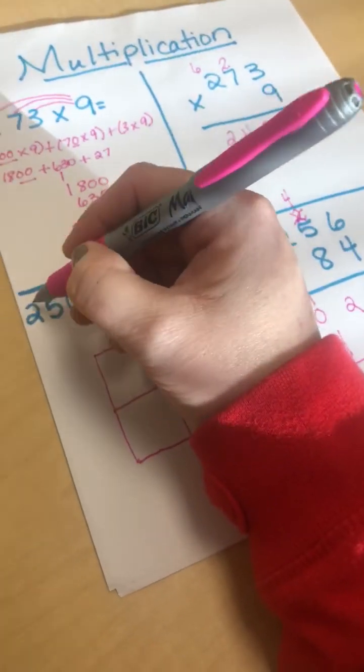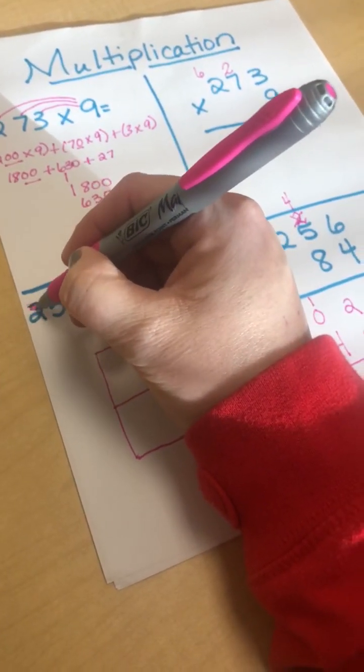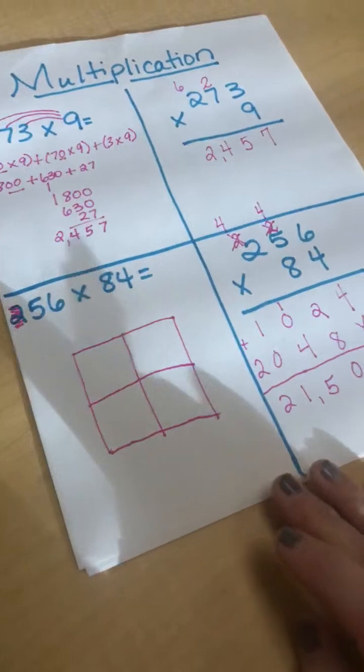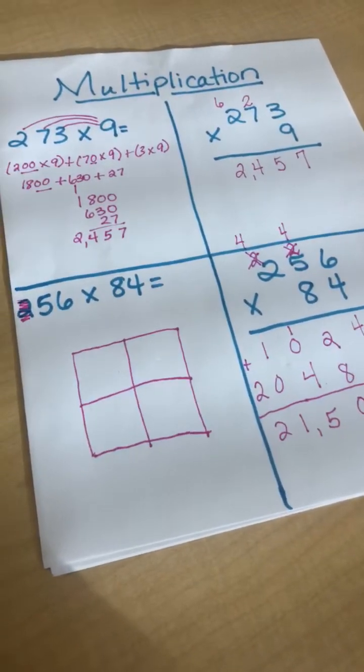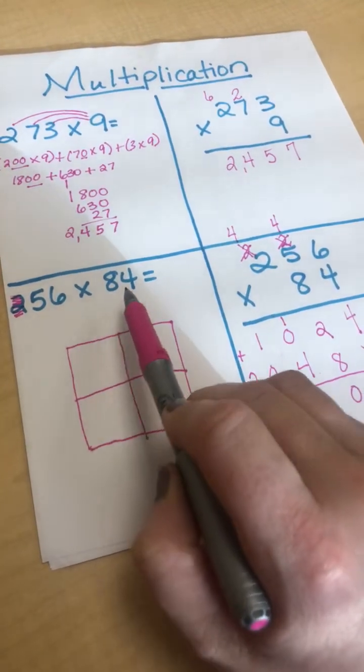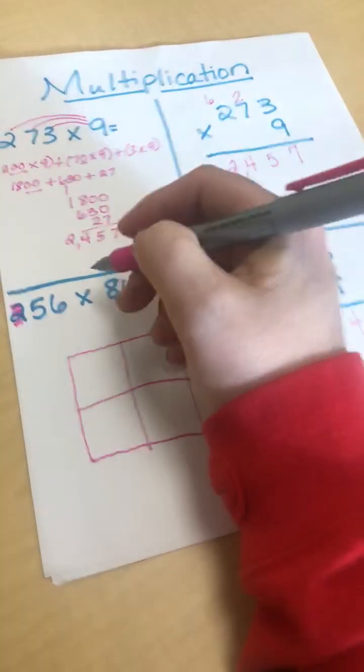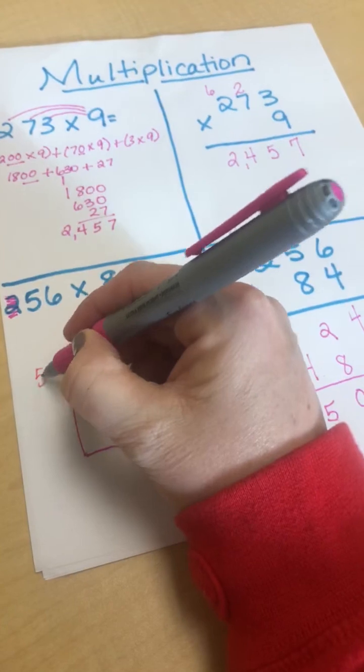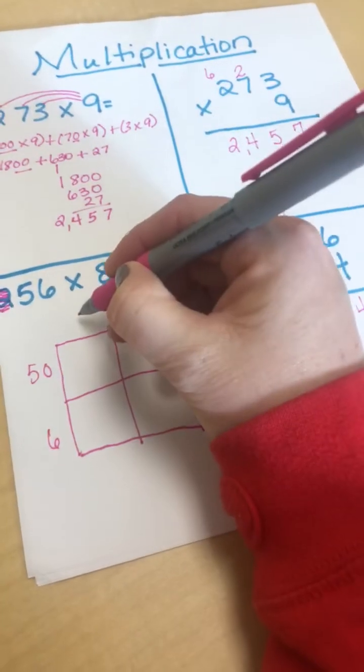Actually, I didn't mean to do, I'm not going to do a 3 by 2. I'm just going to do a 2 by 2. All right, so we all know this is 50 and this is 6. This is worth 80 and this is worth 4. So the kids just split them up into what they're worth.